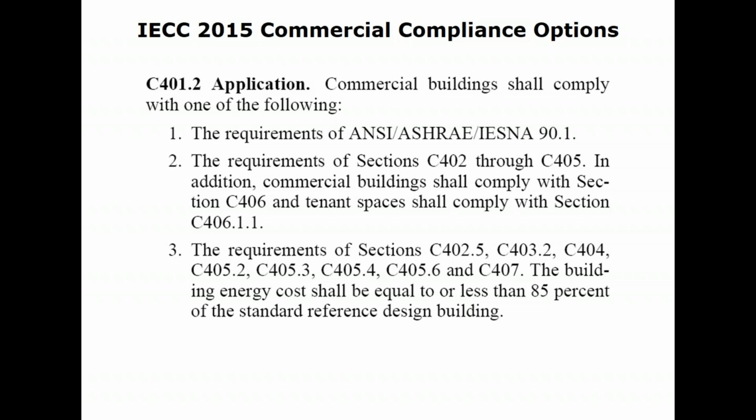Another way would be option number 3. And that would be do all the things that are listed as mandatory in the book, but skip all the things that say prescriptive. However, you need to do an energy model of the project you want to build, the way you want to build it, and energy model the same project as if you did do all the mandatory plus prescriptive. And then you got to beat that by 15%. You could do that and comply.